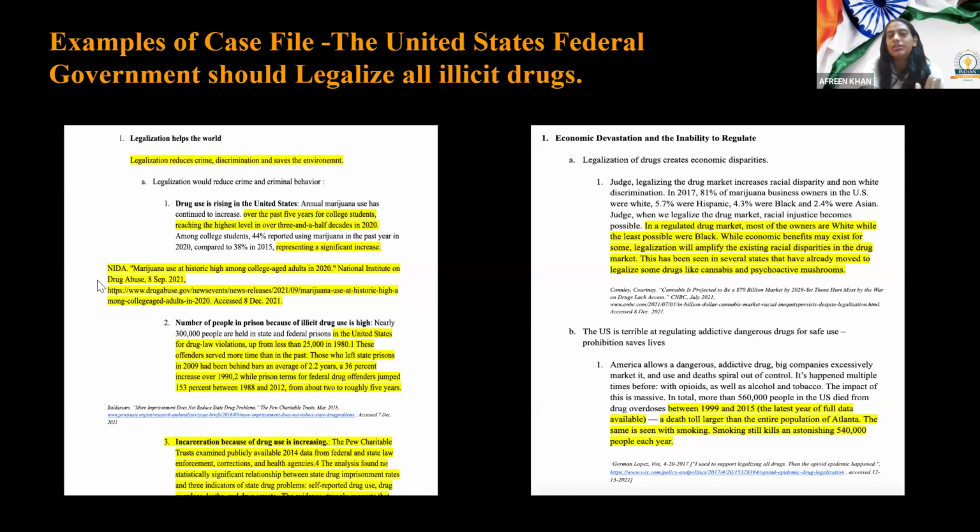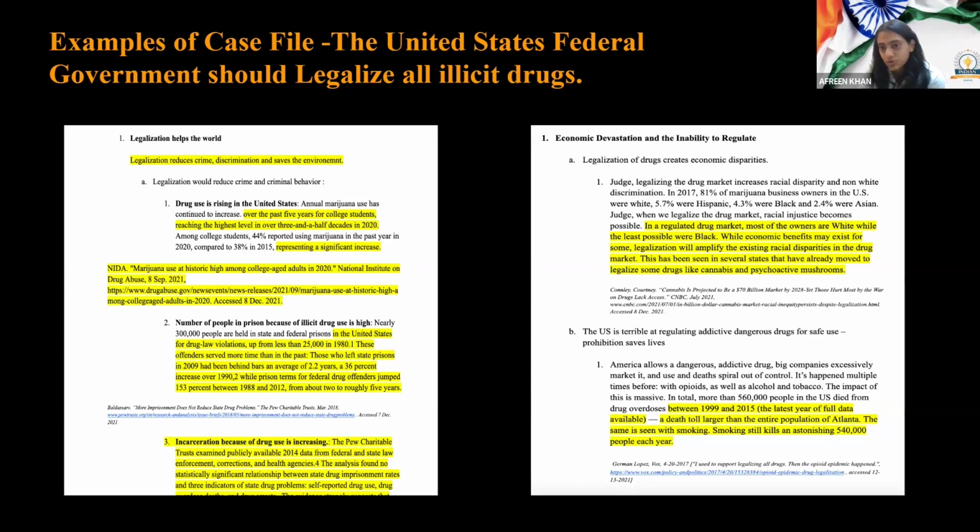Now, this is what an example of a case file looks like. If the motion was the United States federal government should legalize all illicit drugs, it says legalization helps the world. Subpoint A, legalization would reduce crime and criminal behavior. Drug use is rising in the United States, and marijuana use has continued to increase. Among college students, 44% reported using marijuana in the past year in 2020 compared to 38% in 2015.